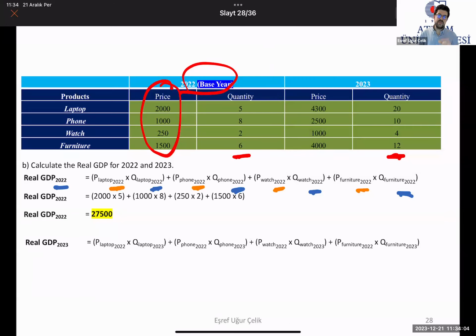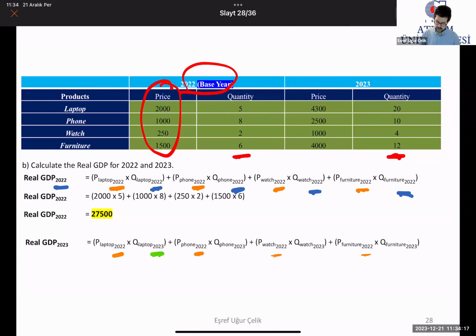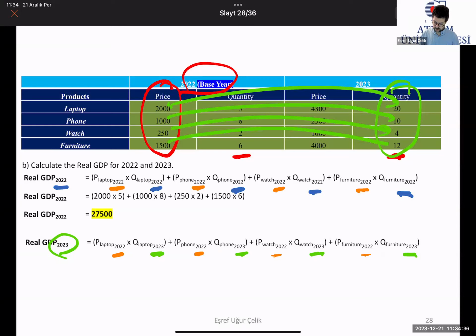I said in the real GDP, we get the base year price. Price is 2022. And for the quantity, we get the year I asked you, okay? That's the point. So for quantity, we get that part. For the price, that part. So 2023 is like that. Okay.